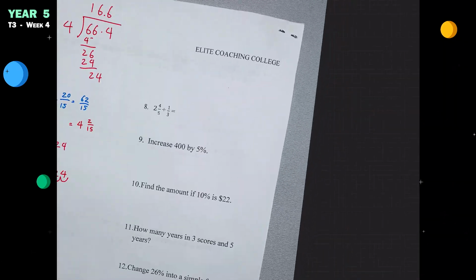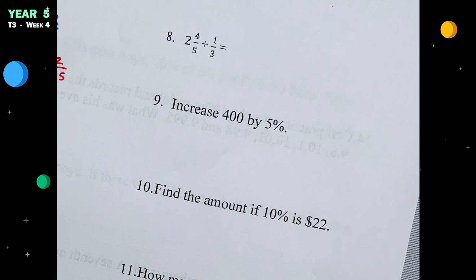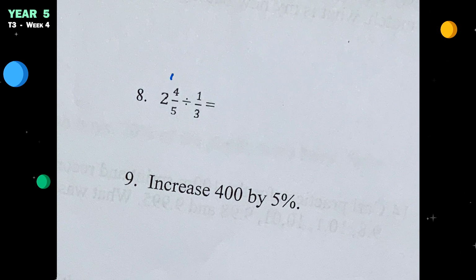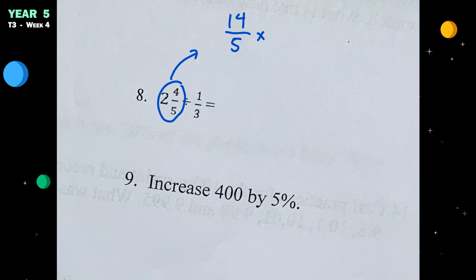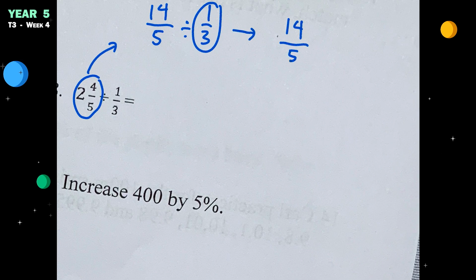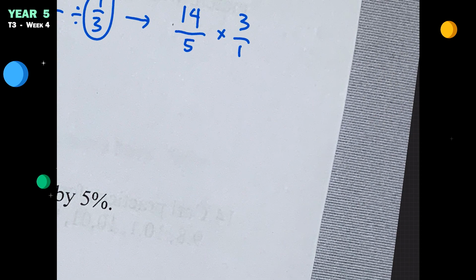Next one. Alright, this one says 2 4/5 divided by 1/3. So again, to divide or times, we're going to change it into an improper fraction. So this will be 2 times 5 is 10, plus 4 is 14, so that's 14 over 5, divided by 1/3. Now when you're dividing fractions, all you gotta do is flip this upside down and change it to a times. So this turns into 14 on 5 times 3 on 1. So remember, keep the first one the same. Don't flip it. Just only flip the second one. Alright, now there's nothing to be simplified here.